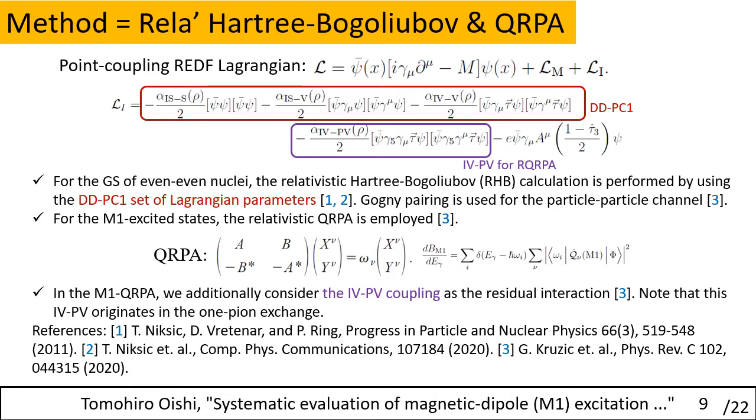Then, for the M1 excited states, the relativistic QRPA is employed. In this QRPA for the M1 excited states, we additionally consider the isovector pseudovector coupling as the residual interaction. Note that this isovector pseudovector interaction is originally from the one-pion exchange effect. For details, please also see these references.